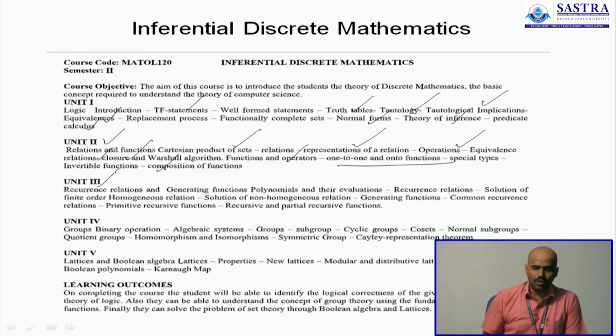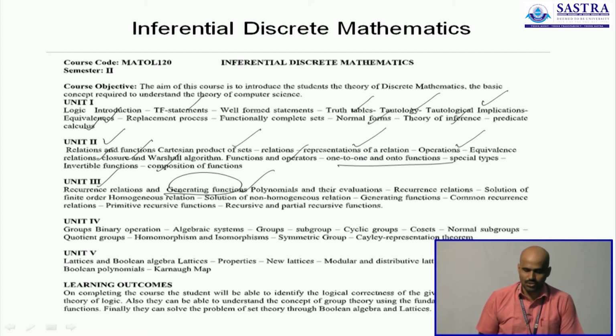The third unit will be on recurrence relations and their relation with sequences. We will look at how to solve a recurrence relation in 2 different methods, namely the algebraic solution and the generating function solution. We will complete this unit by discussing common recurrence relations, primitive recurrence functions, and partial recursive functions.